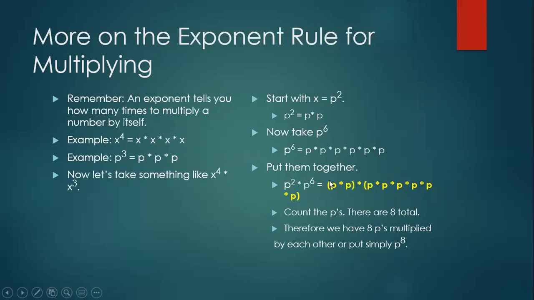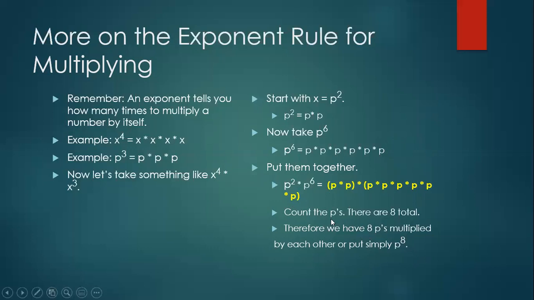So now let's put it together. I got p times p times p times p times p times p times p times p. I've got a bunch of p's here. Now let's count the p's. 1, 2, 3, 4, 5, 6, 7, 8. There are 8 total. Therefore, we have 8 p's multiplied by each other, or put simply, p to the 8.